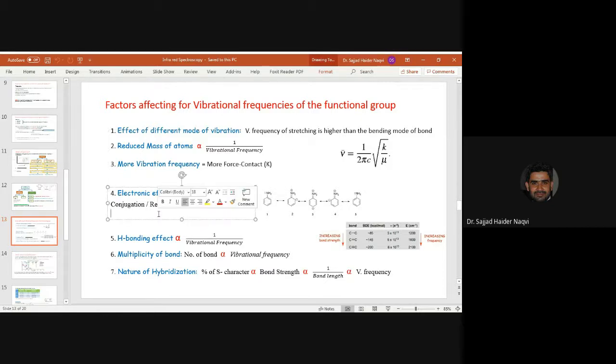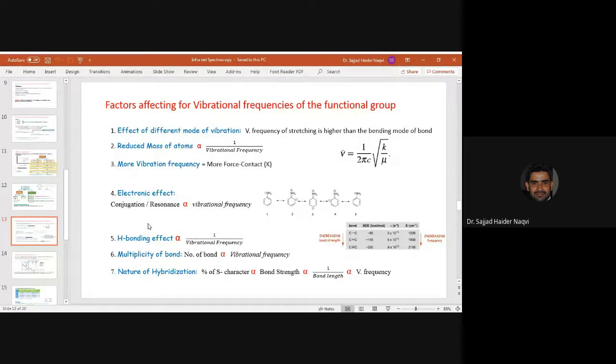Similarly, electronic effects, which I just mentioned above regarding dipole moment or resonating structures, just like we have in benzene, or conjugation where we have alternate single and double bonds, might have an impact on the vibrational frequency. And we see that these electronic effects have a direct proportionality with the vibrational frequency. Similarly, hydrogen bonding will also affect the vibrational frequency, and it shows here it's inversely proportional to that. Multiplicity of the bond, that means the number of bonds, is also directly proportional to vibrational frequency.